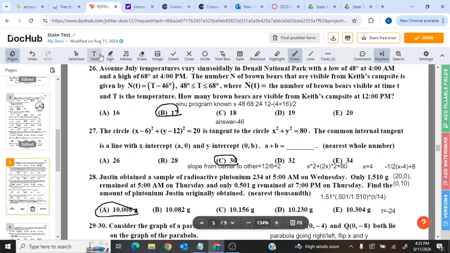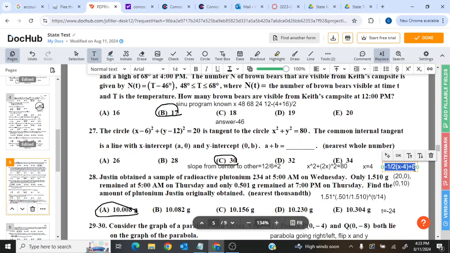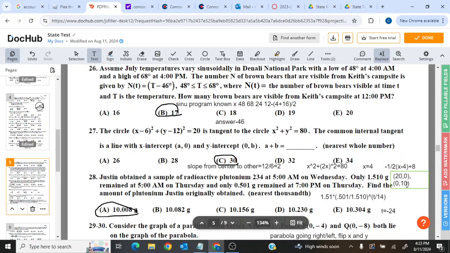And then you also need to figure out what your x and y values are at that tangent point. Well, we know that y changes for 2 times x, so x squared plus (2x) squared will get you 80. So you'll get an x value of 4 and a y value of 8 where they are tangent. So plug that into your equation with point slope form. You'll find that the y-intercept is 10 and the x-intercept is 20. Add them together and you get 30 as your answer.